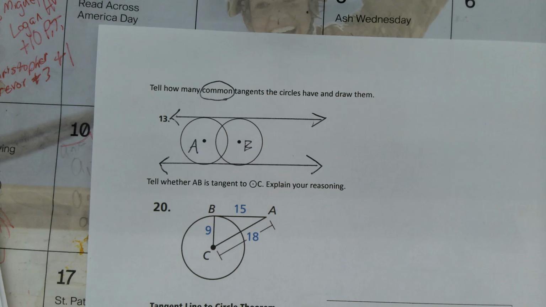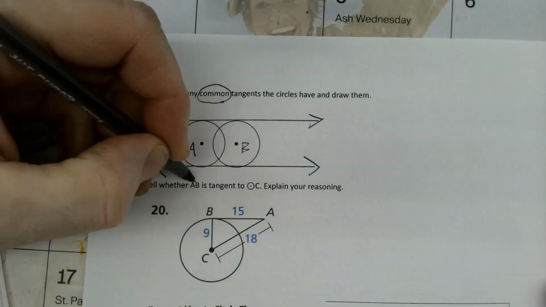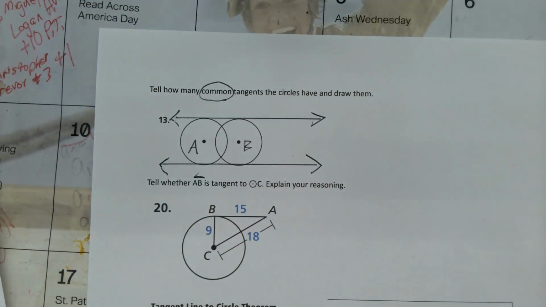Alrighty, so your picture should look a little something like I've got drawn there, with your two common tangents of circle A and circle B. Now, for number 20, the next example, it gives you a triangle going from the center of circle C to point B, and it gives you some lengths, 9, 15, and 18, and it says, tell whether that segment AB is tangent to circle C.